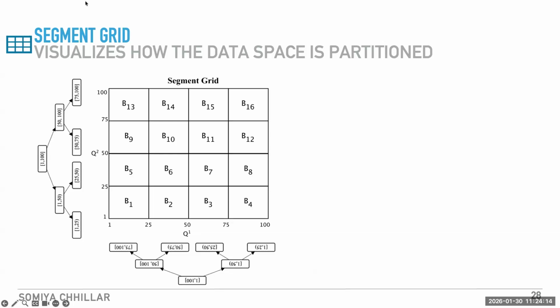So now, because these equivalence classes are not formed arbitrarily, they reflect some structural decision made during the traversal of the generalization lattice. To systematically analyze these structural patterns, we need a way to represent the data space. And this leads us to the segment grid. This is something we introduced in our paper, and it helps us visualize how the data space is partitioned.